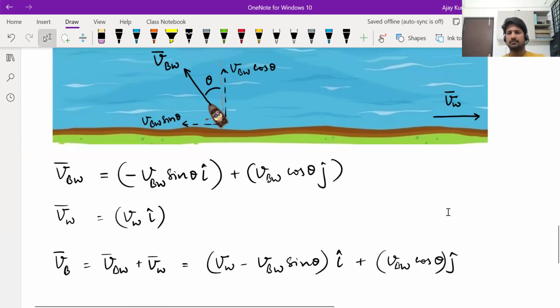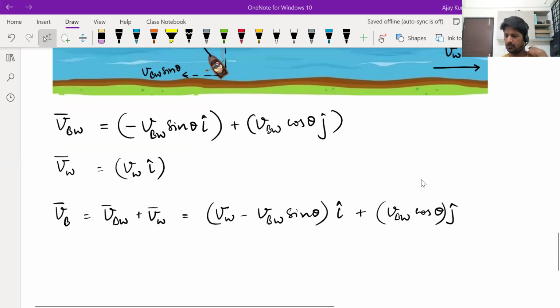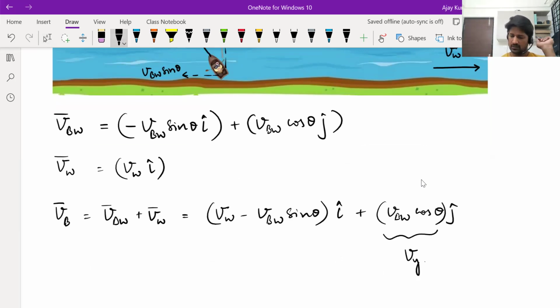Now tell me, which is the component which helps the boat cross the river? Y component, VBW cos theta. This is the Y component, and that is what helps it cross the river. This component is the X component. It makes the boat get displaced along the river, along the flow of the river. It may be zero, it may be positive, it may be negative.